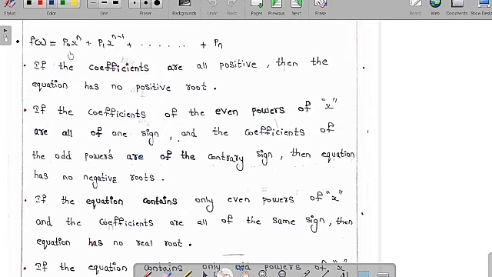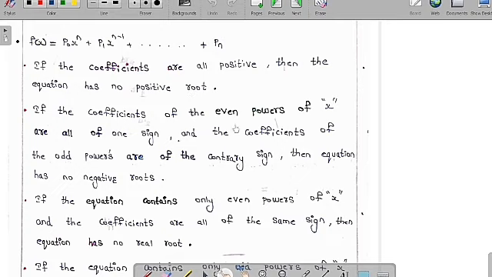If f of x is equal to p_0 x to the power of n plus p_1 x to the power of n minus 1 up to p_n, this is a polynomial of nth degree. If the coefficients are all positive, then the equation has no positive root. I have already told you the number of positive real roots is always less than or equal to the number of sign changes in f of plus x. If all the coefficients are positive, then definitely there will be no sign change, so it is equal to 0. Therefore there will be no positive root, only negative roots.